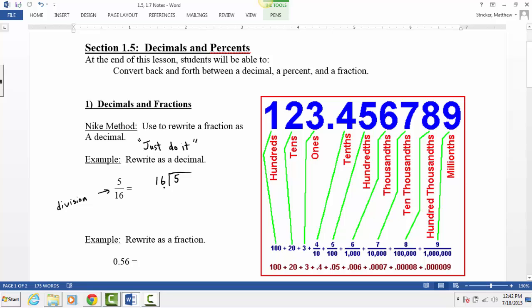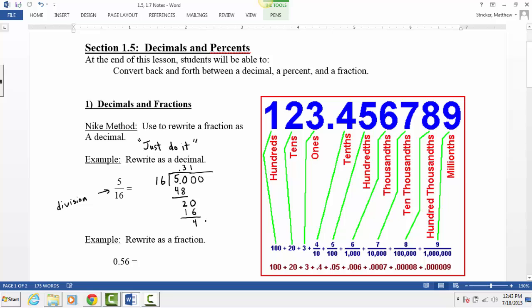Now, of course, 16 does not divide into a whole number 5, so we have to add a 0. But since 5 is the whole number, that means the decimal point goes right there, which means we have to also put a decimal up here in our answer. And so now we can ask, does 16 go into 50? And of course it does. It goes in 3 times, and 3 times 16 is 48, which gives a remainder of 2. Now we don't want remainders, so we're going to add another 0 and bring that down. 16 does go into 20. It goes in once. 1 times 16 is 16 with a remainder of 4.